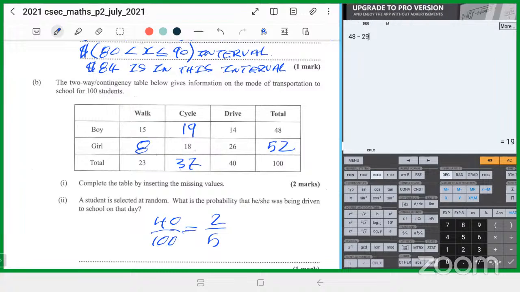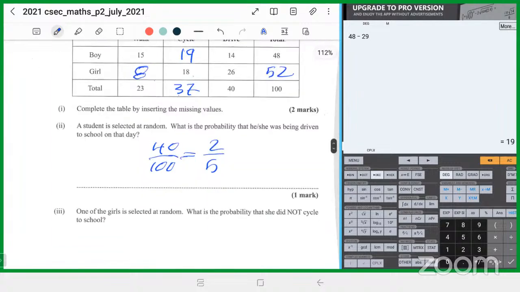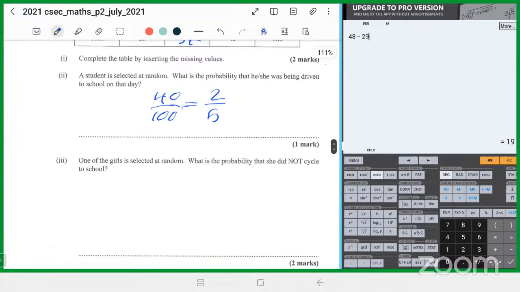That is the answer: 2 over 5. 4 over 10, that's all? Which is 2 over 5. That is it. Next part says, one girl is selected at random.